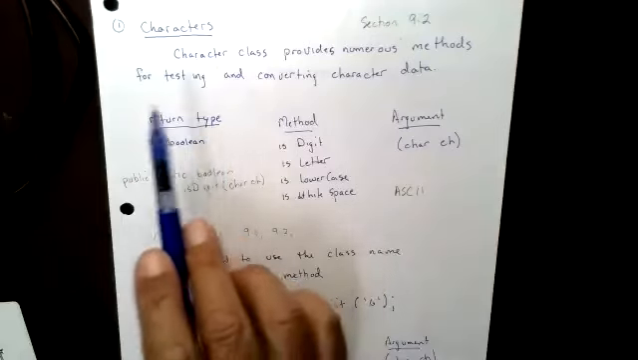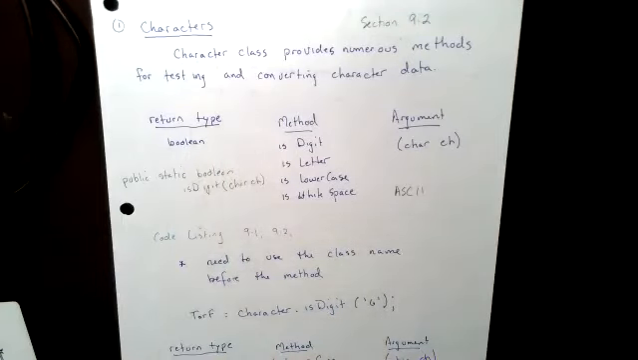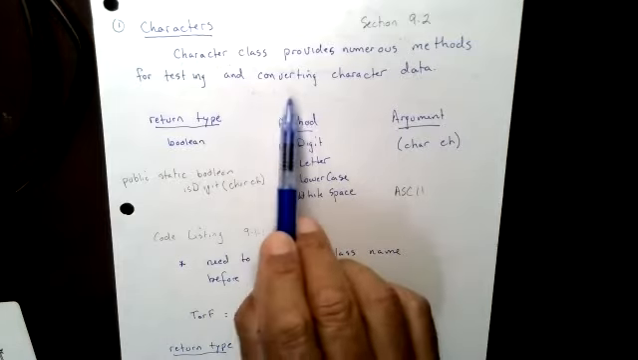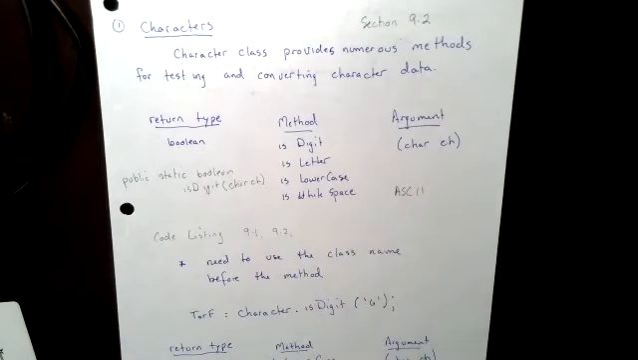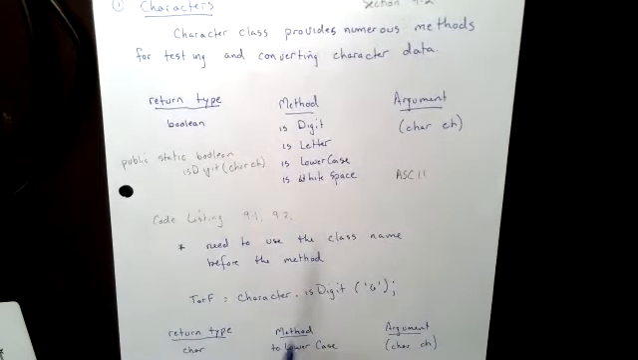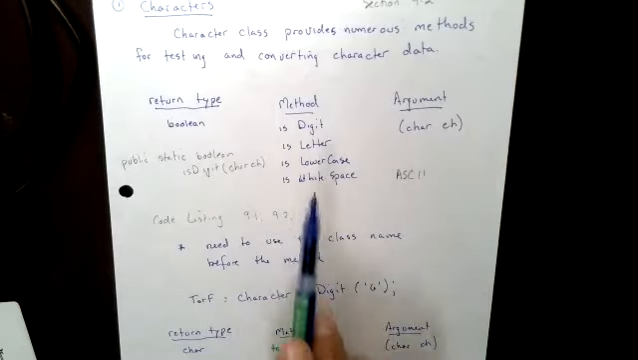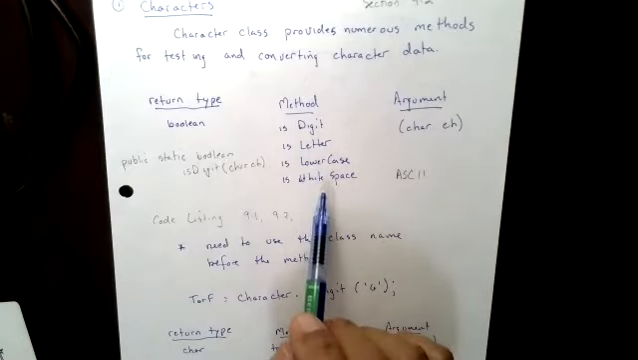One where the return type is boolean. We're going to test to see if things are true and false. The second group is going to do conversion of characters. So we're going to look at these in two groups, okay? Now, the first group of methods is what you see here. And you've seen them, you saw them in the book, and they were in the code listings.